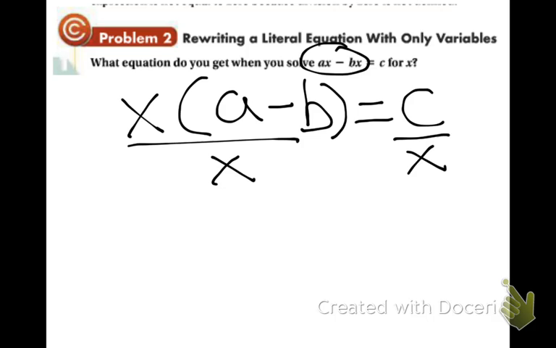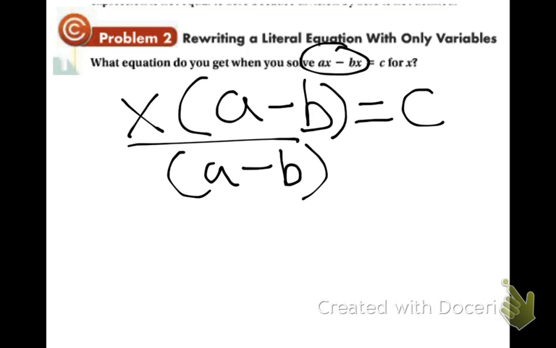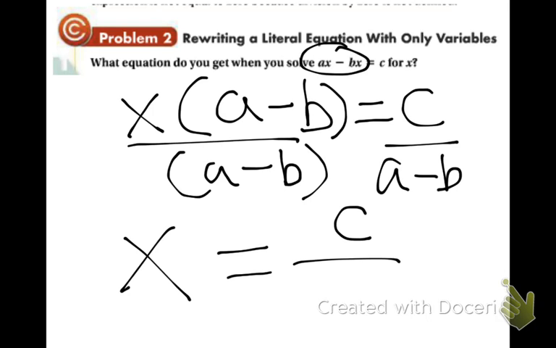Therefore, now we can divide both sides by x. Now you also might be wondering, hey, that kind of looks like what we did before. But you don't want to do that because you want x by itself. So technically, what we should do is divide both sides by a minus b. So then we have a minus b over here. So then we have x is now equal to c over a minus b, and that is our answer.